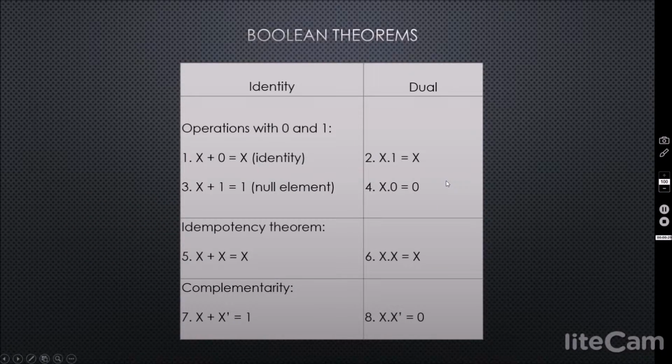Boolean theorem, operations with 0 and 1. X or 0 is equal to x. X or 1 is equal to 1. X and 1 is equal to x. X and 0 is equal to 0. X or x is equal to x.